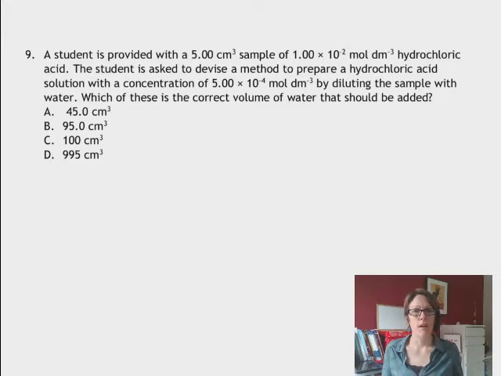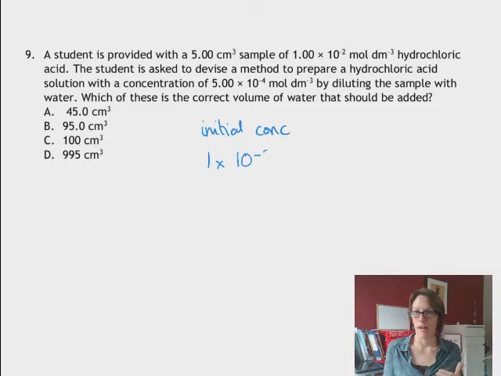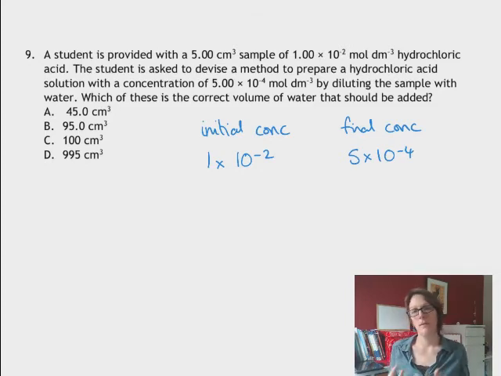So I'm going to write down the initial concentration that I have in what is sometimes called the stock solution. So you will really see that in practical methods. It will call that the stock, your starting solution. Final concentration I want is 5 times 10 to the minus 4. So I'm now going to use those two numbers to work out how many times I need to dilute the solution by.